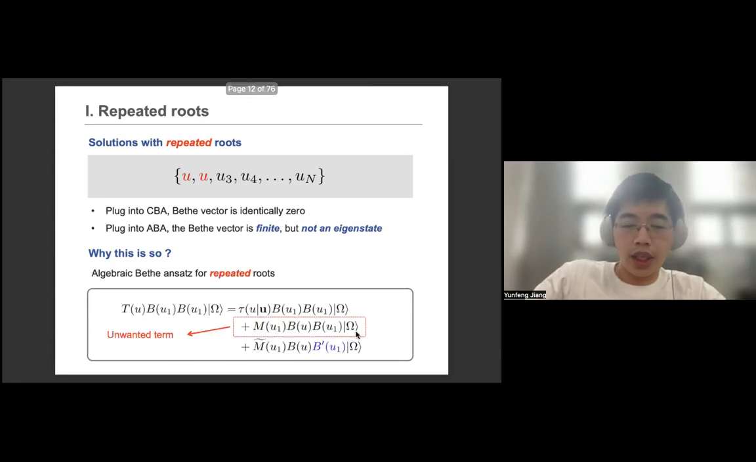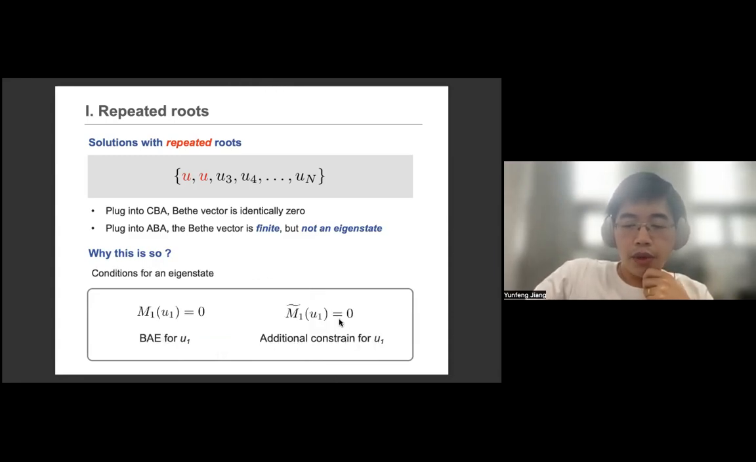Now let's consider the case where u1 and u2 are the same, namely you have two u1s. Again, in this case, you will have the wanted term and unwanted term. The second line is the unwanted term that we have seen before. But in the third line, you have a new type of unwanted term, because there's a term which involves B prime, which is the derivative with respect to the spectral parameter u of the B operator. Now, this gives an extra condition for the rapidity u1.